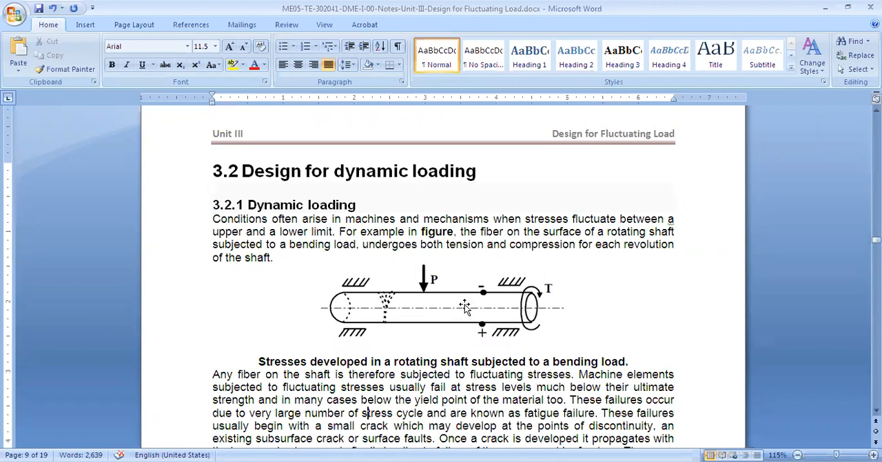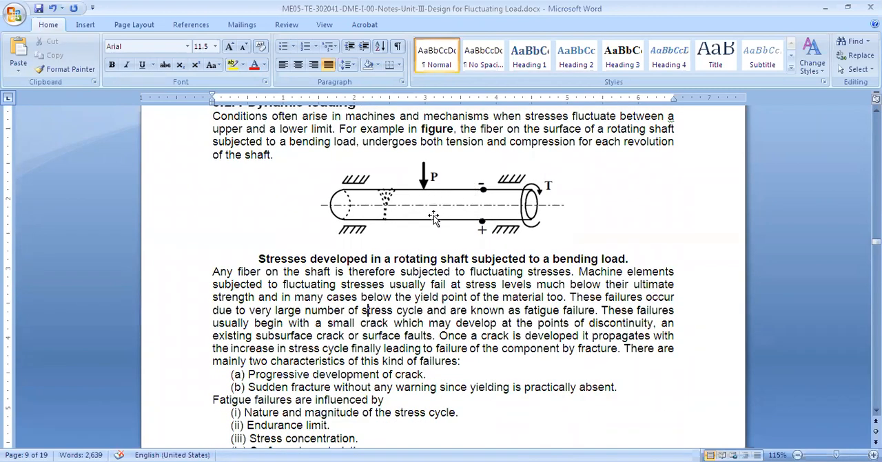So here a shaft is shown. If there is a load on the shaft and your shaft starts rotating, each and every point of the shaft, except for the neutral axis, will be going through different kinds of loading at different times of your rotation. And this type of loading is called cyclic loading. Because of that, if you are under continuous tension and compression, you will eventually fail.